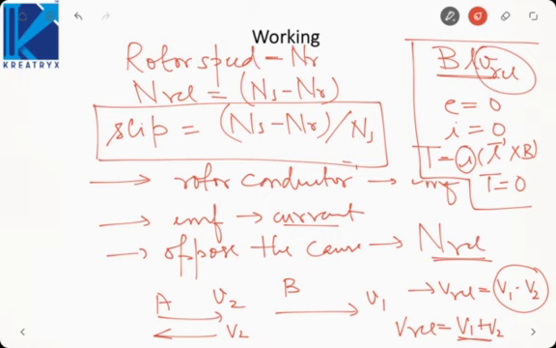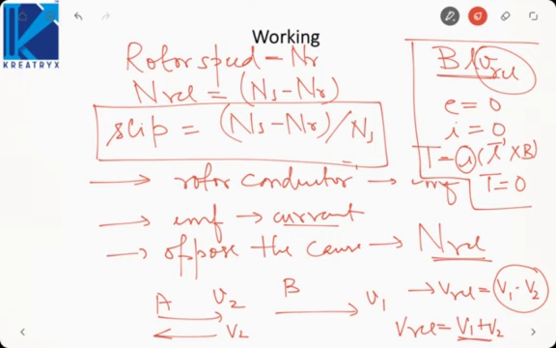As soon as the rotor starts running at synchronous speed, the relative velocity becomes 0, due to which the EMF induced becomes 0. And since EMF induced is 0, current is 0. And since current is 0, the torque on the rotor is 0, so speed again decreases below the synchronous speed. So remember this point, that an induction machine can never work at a synchronous speed.